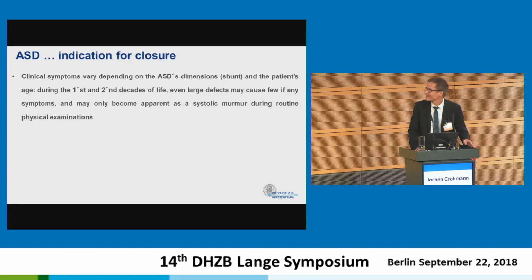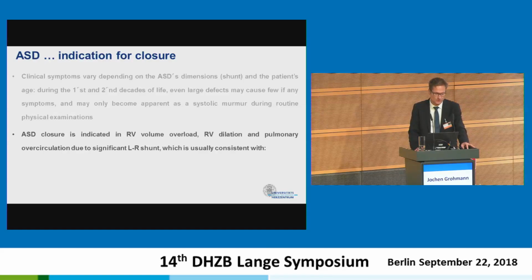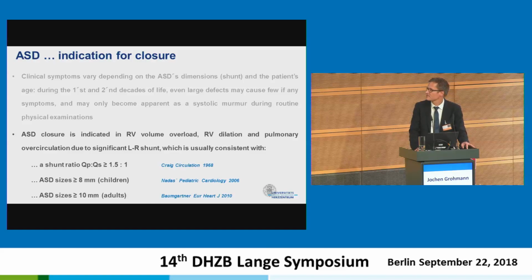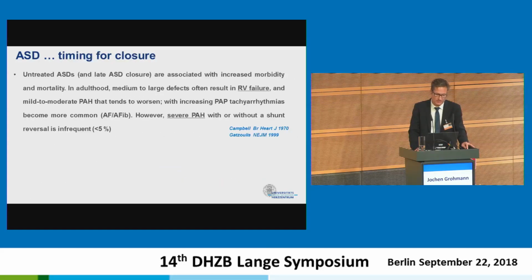Children and adolescents are usually not symptomatic, and maybe there's a murmur. I think this is well known, and ASD closure is indicated in RV volume overload, overcirculation, and this is usually consistent with a shunt ratio of at least 1.5 or more. And if you don't have oximetry measurements, then ASD sizes of at least 8 millimeters or more in children and at least 10 millimeters or more in adults are accepted as well nowadays.